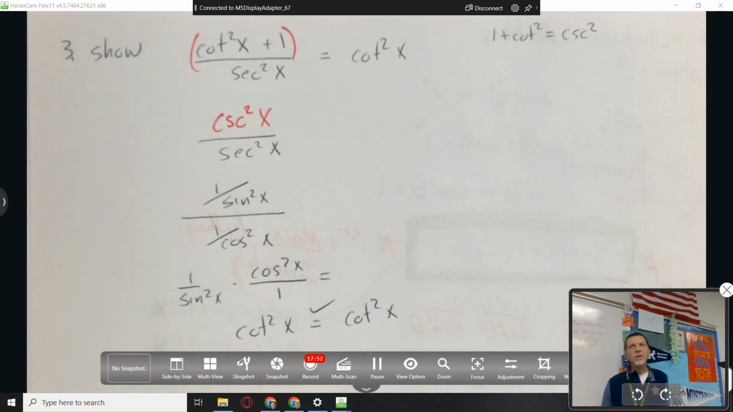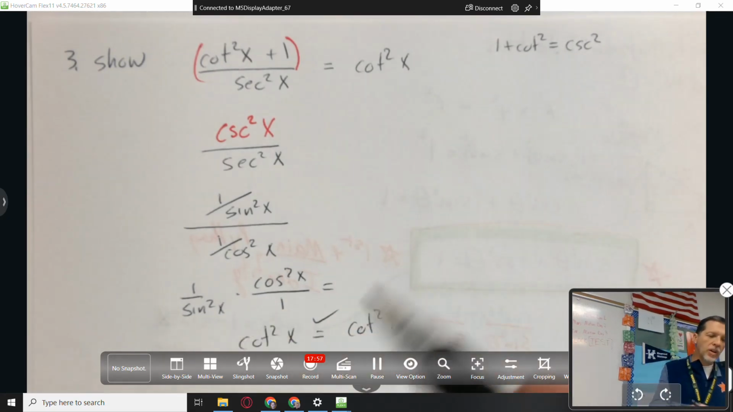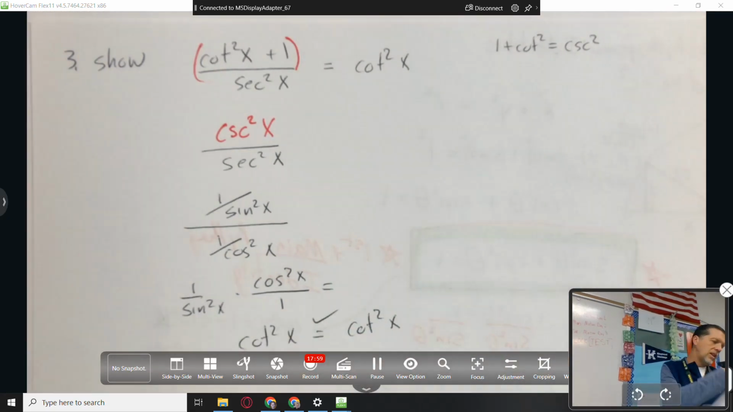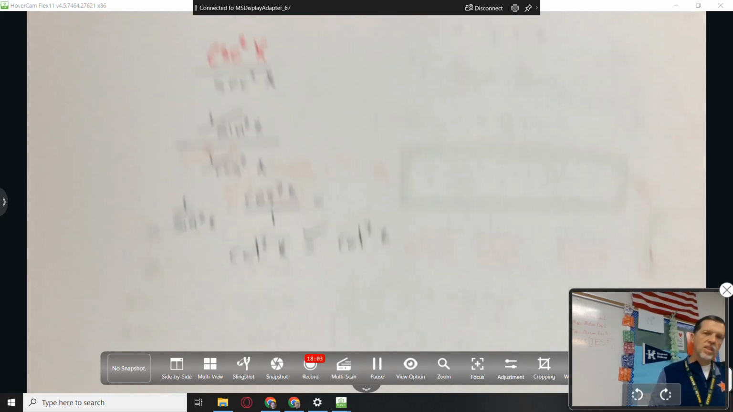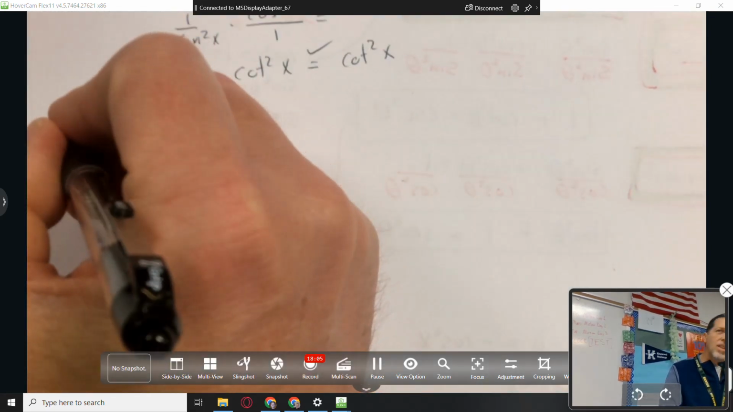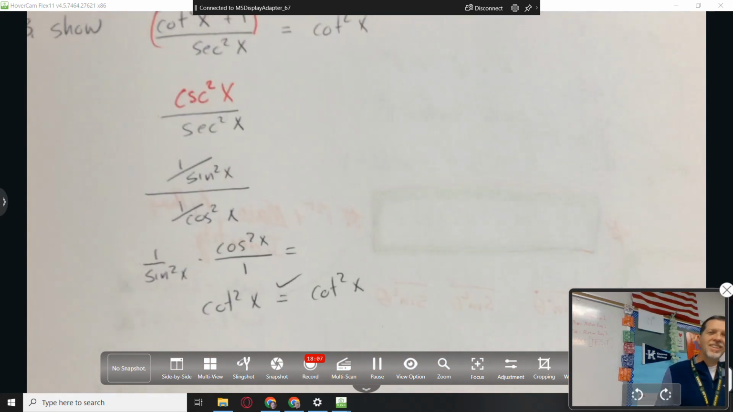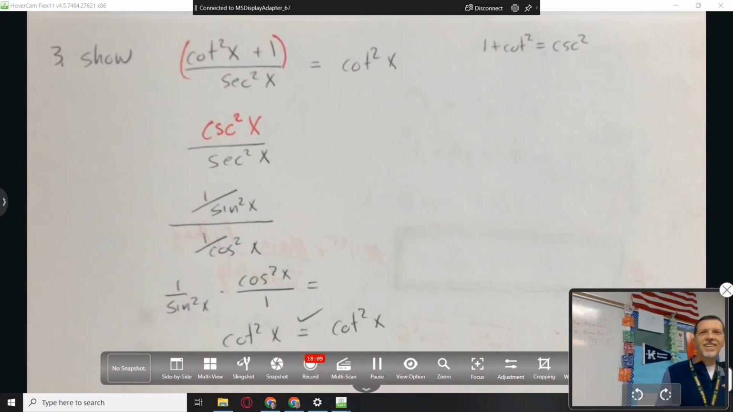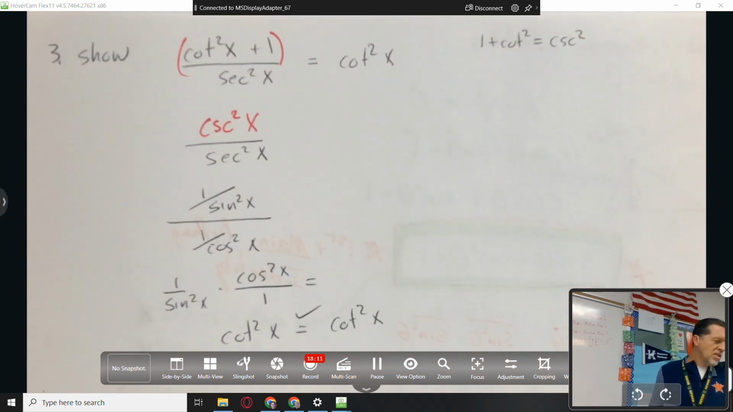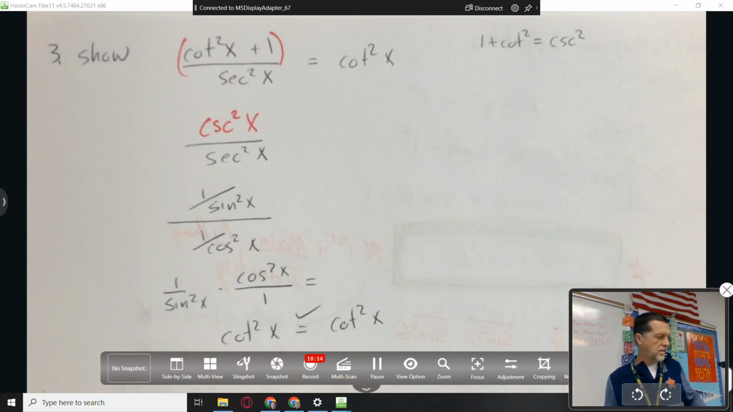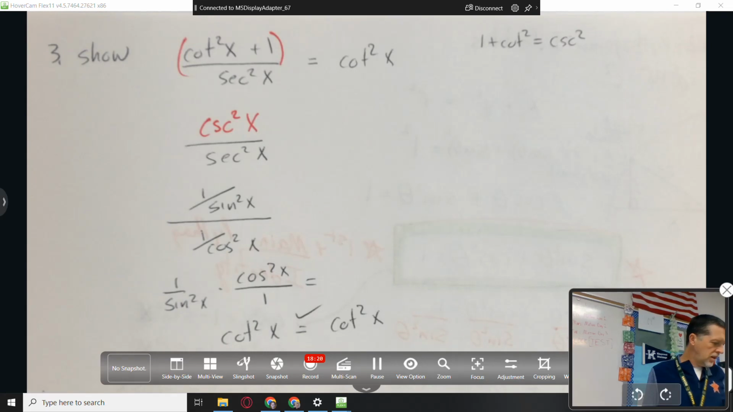So pretty similar to what we did yesterday. In fact, using what we did yesterday, but also adding the Pythagorean identities. Too fast? Good? Yep.